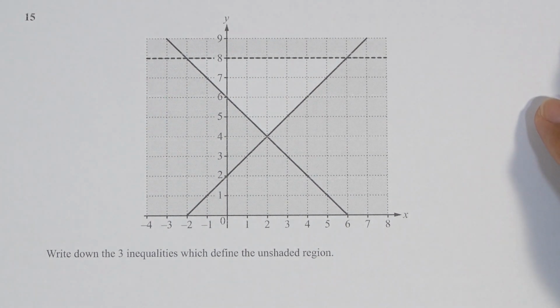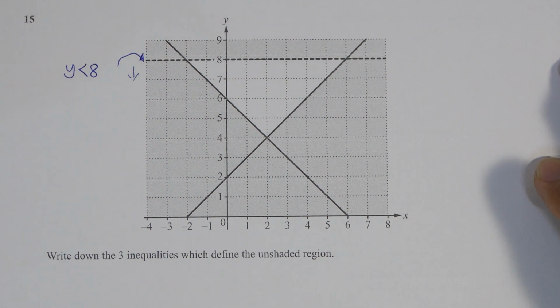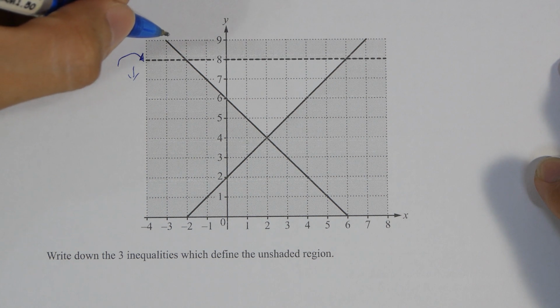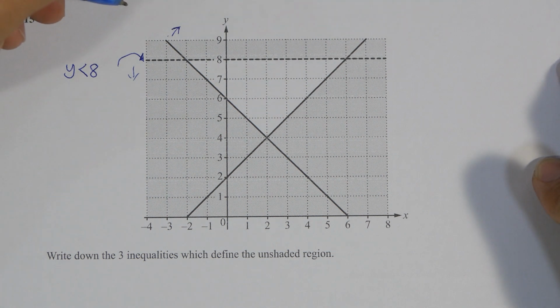So question 15, okay, this one is actually relatively tricky. What I usually do is to identify the horizontal and vertical line first. So the line that we have here will be y less than 8. Since it is a dotted line, we will not consider it as less than or equal to. Whereby the following two lines are actually solid lines. Simply select 2 points from the respective line and find their gradient.